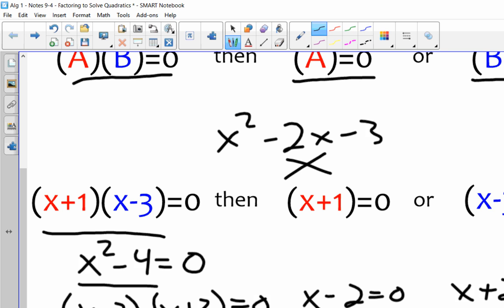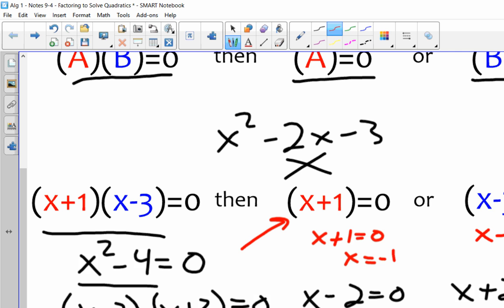So if we go back to this example, I've got x plus 1 equals 0. I'm going to take that, set it equal to 0, and solve it for x. So I'm going to subtract 1 from each side. Then I'll repeat the process with the second factor. I'll add 3 in this case, and I'll get x is equal to 3.